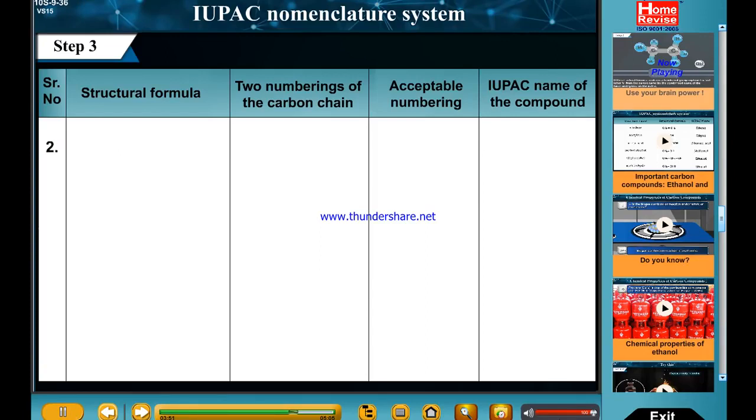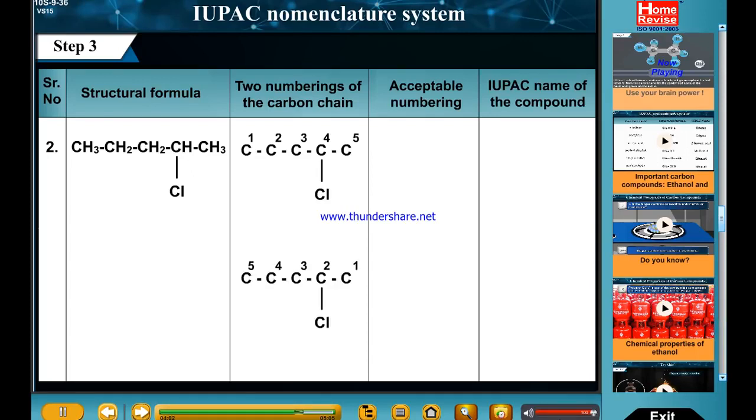2. CH3CH2CH2CHClCH3. These are the two ways of numbering the carbon chain. The acceptable numbering is the second one. IUPAC name of the compound is 2-chloropentane.